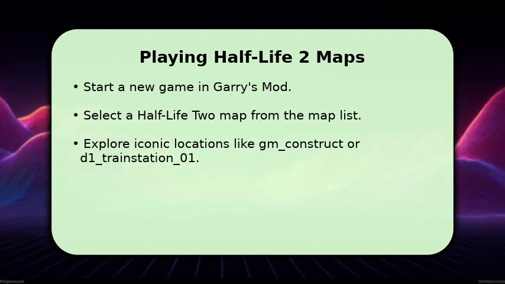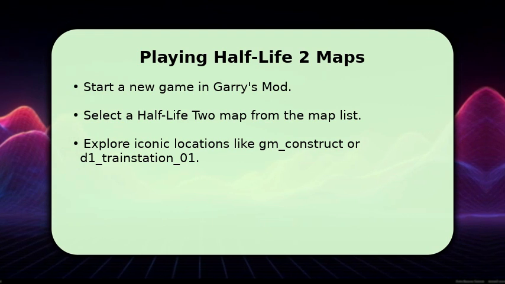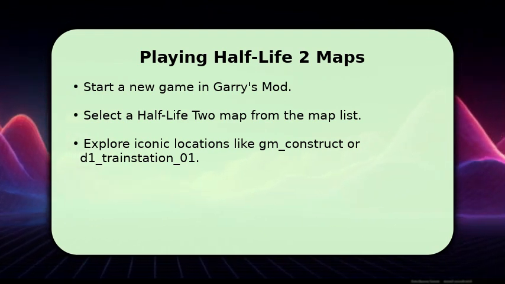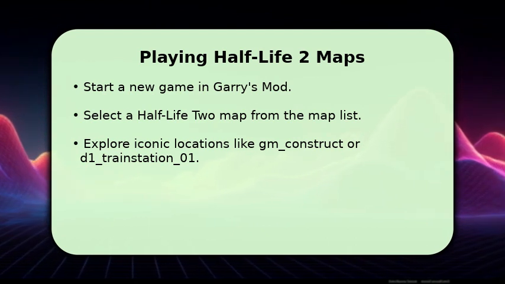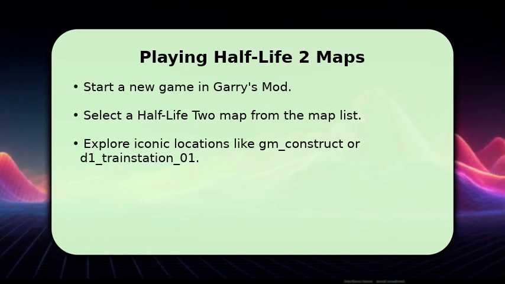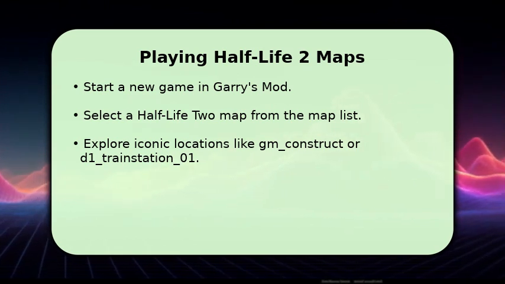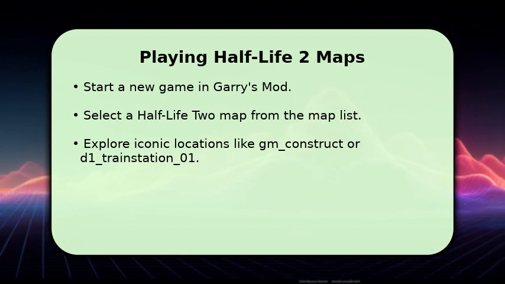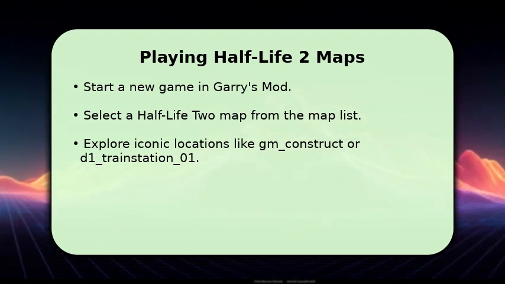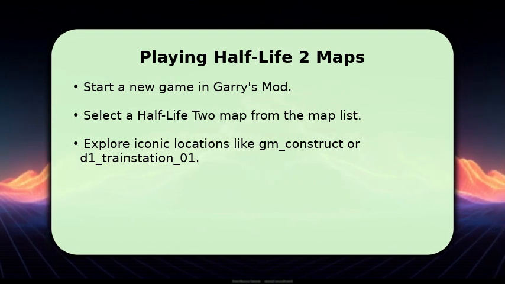From the main menu, choose Start New Game. In the map selection screen, you will see a category for Half-Life 2 maps. Pick any map such as D1 Train Station 01 or D3C1701 to begin your adventure. These maps offer a rich environment for sandbox play, allowing you to spawn props and characters from the game.